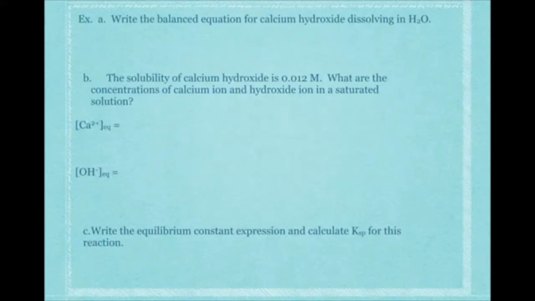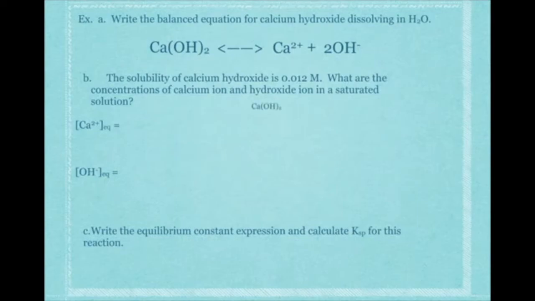So here it first asks me to write a balanced equation for calcium hydroxide dissolving in water. So I start off with calcium hydroxide, and it's going to dissociate into its 2 ions. It's going to dissociate into calcium ions and 2 hydroxide ions. There you go. So now, if I look at the next question, it says the solubility of calcium hydroxide is 0.012. Keep in mind that the molar solubility simply means your X. So the concentration of calcium ions and hydroxide ions is going to change. The X for this is going to be 0.012.